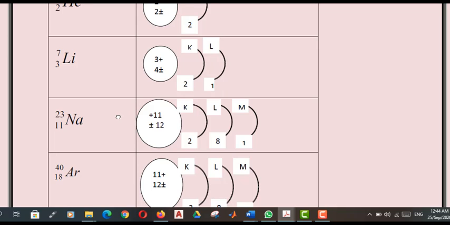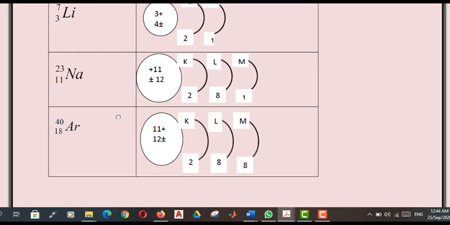Here in example number 3, we have sodium atom. The sodium atom 11,23. First, we draw the nucleus as a circle and we put the number of protons and the number of neutrons inside. We do electronic configuration by distributing the number of electrons in the main energy levels. First, we draw the first energy level K and we put 2 electrons in it. It doesn't take more than 2 electrons. It's saturated by only 2 electrons.